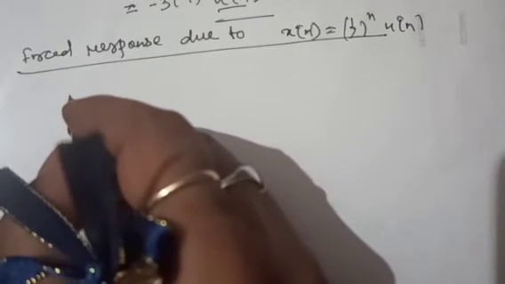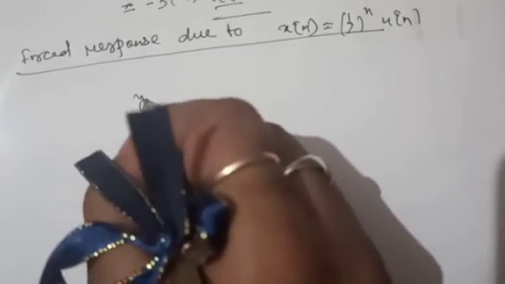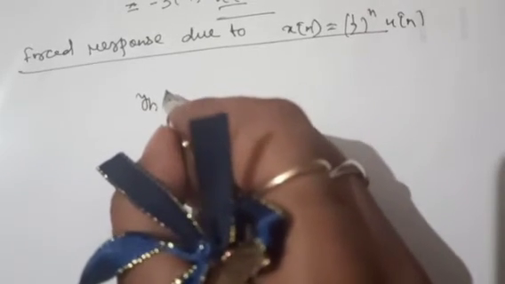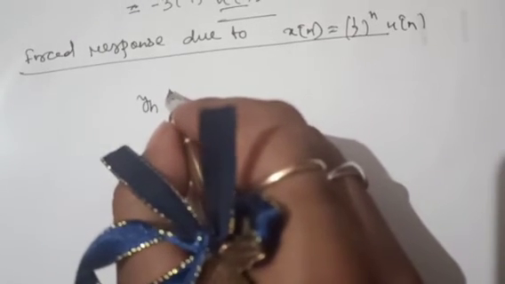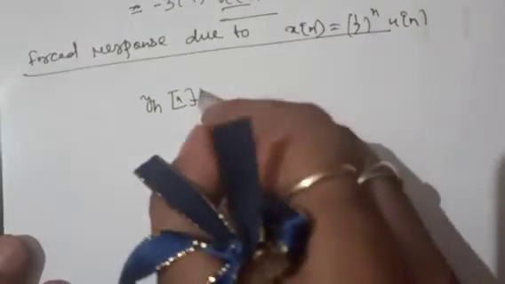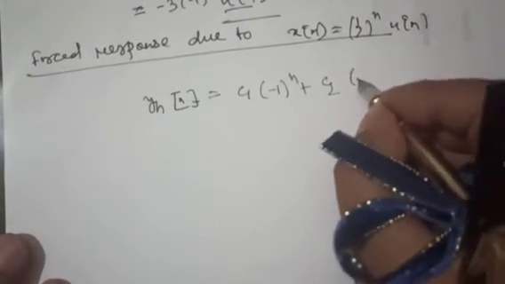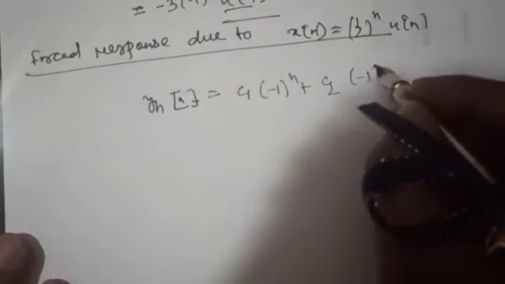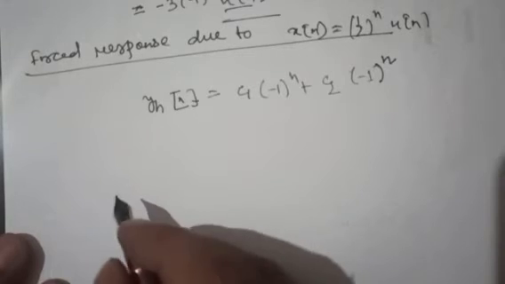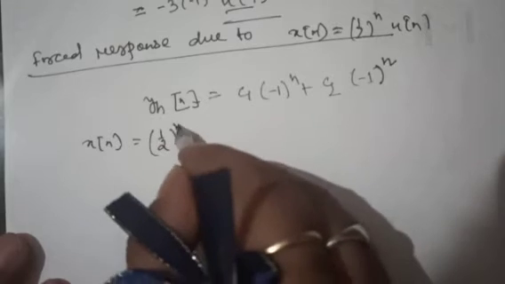Okay, so already that homogeneous solution we obtained like this. Here the forced response will be the homogeneous solution plus the particular solution. We have already obtained the homogeneous solution as y_h(n) = C1 (-1)^n + C2 n (-1)^n, because lambda 1 and lambda 2 are both -1, a repeated root.